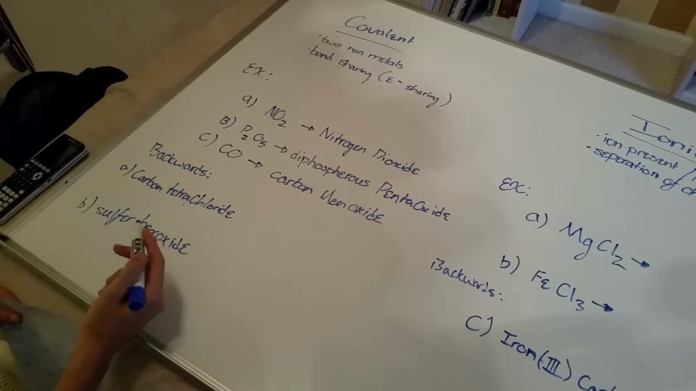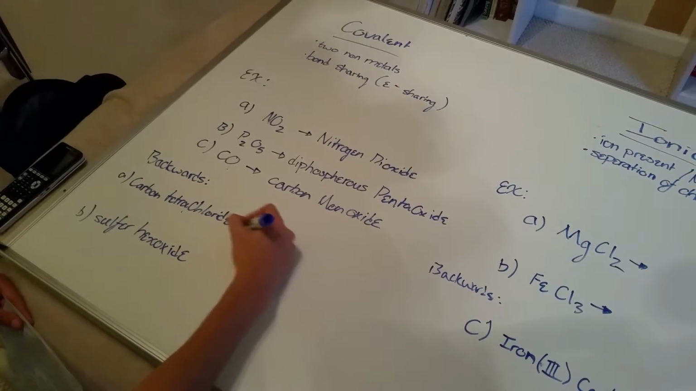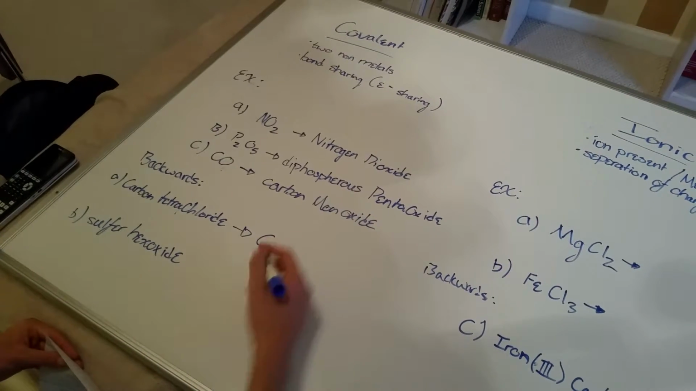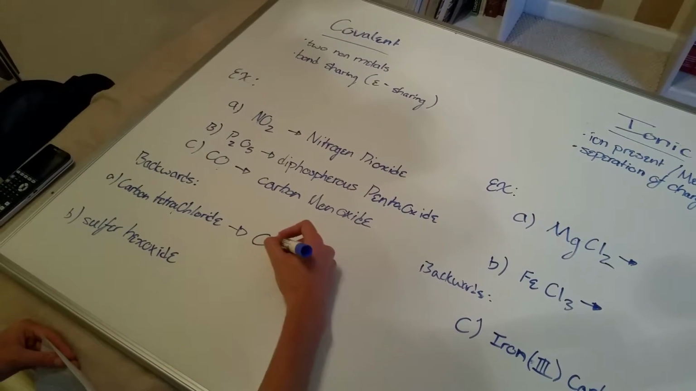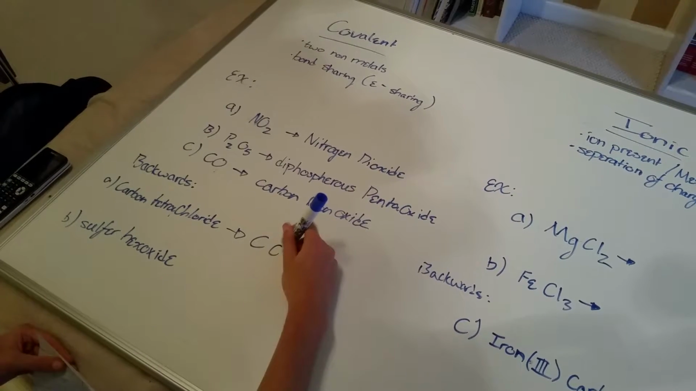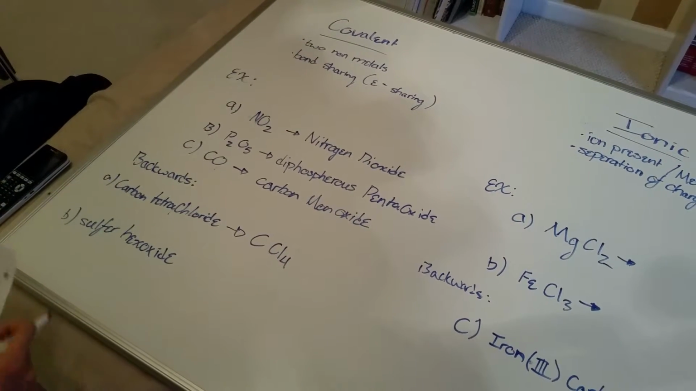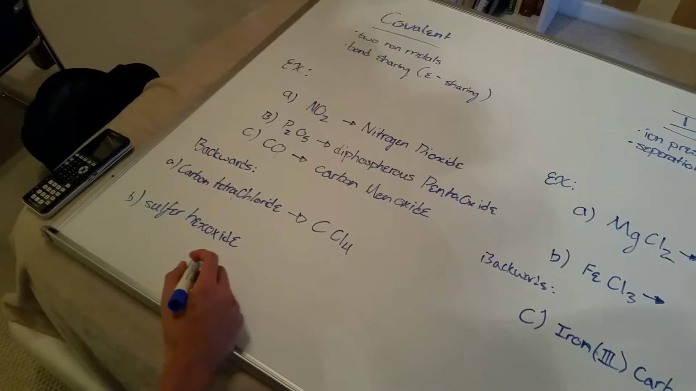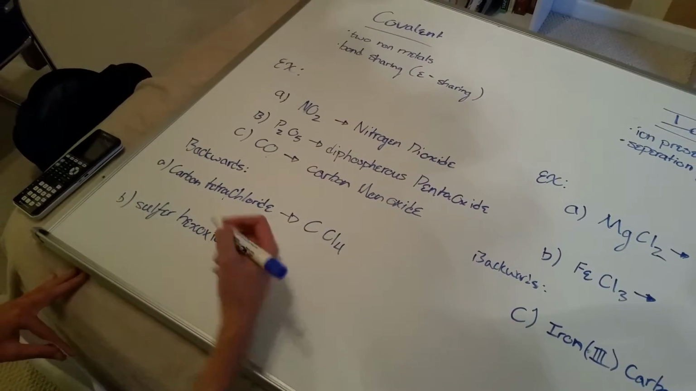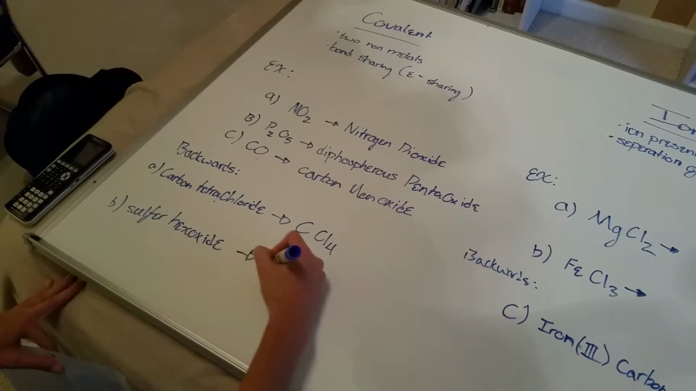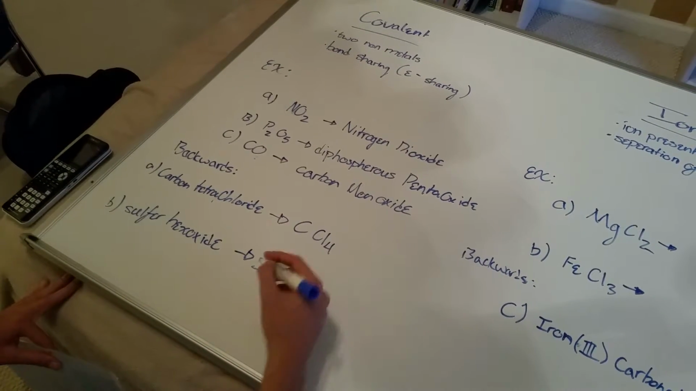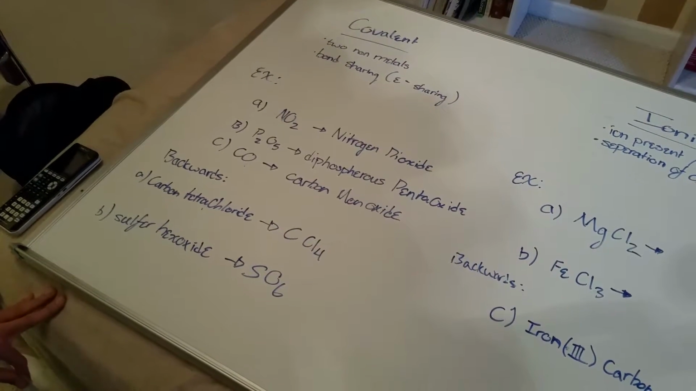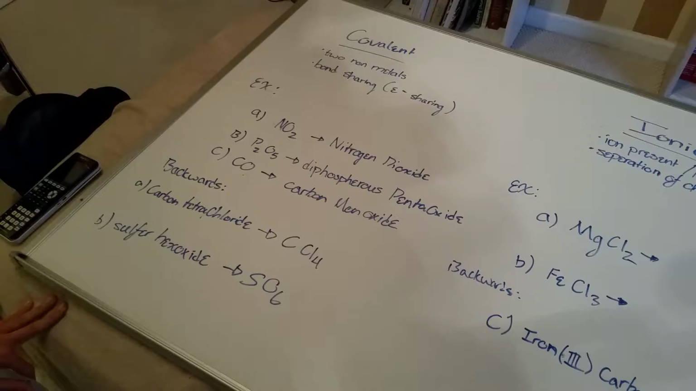So carbon tetrachloride would be carbon, which is just C, and then you would have 4 Cl's. So it would be CCl4. And sulfur hexoxide would have one sulfur here, and 6 oxygens. So it'd look like that, SO6.